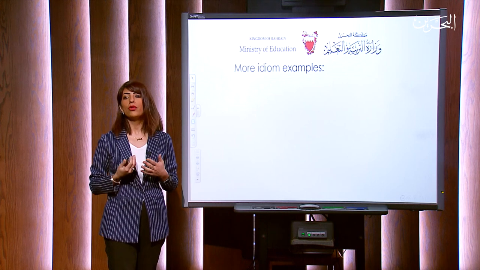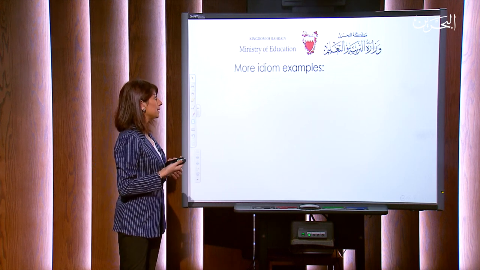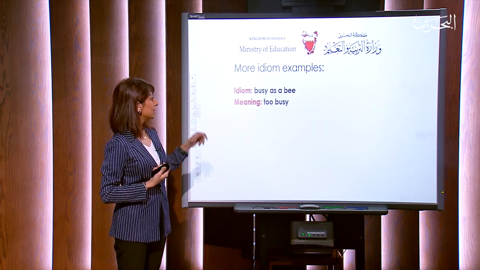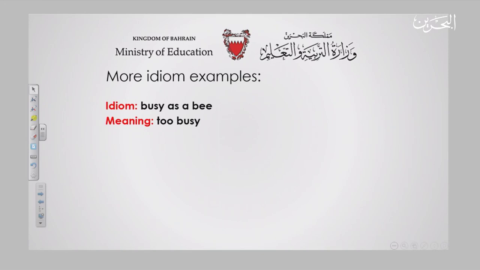Now, let's take more idiom examples and see. This idiom is saying, busy as a bee. When do I use this idiom? When I am too busy. And instead of saying that I'm too busy, I could just say I am busy as a bee.